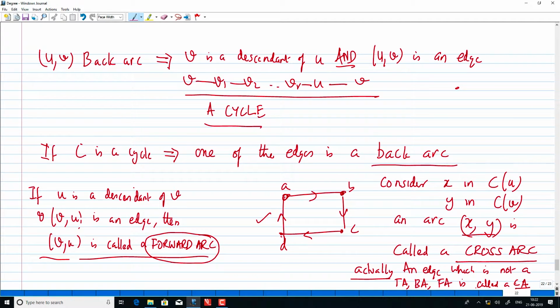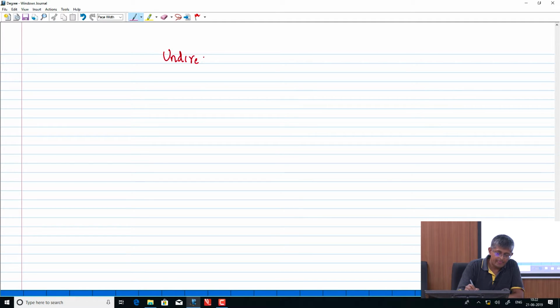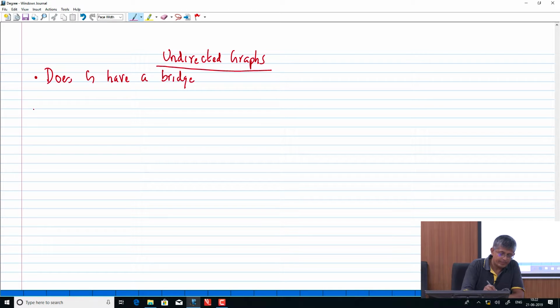Actually, this is the whole information that is available from a depth first search traversal. Now what I'm going to do is work on one application. In undirected graphs, and this is also there in the tutorial sheet: does G have a bridge? So, this is one significant application. This is a very simple first step of the kind of information that you can extract from depth first search. And if time permits, we will also do another simple extension of this algorithm to discover additional properties.